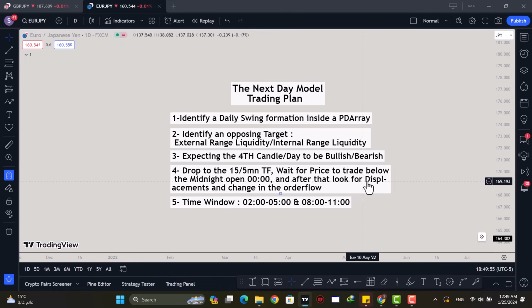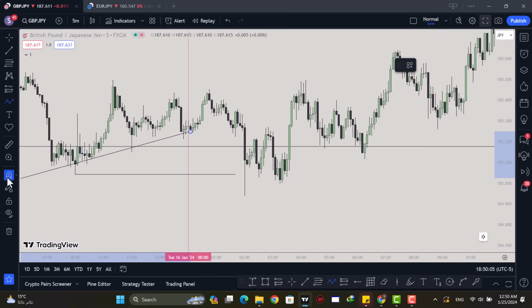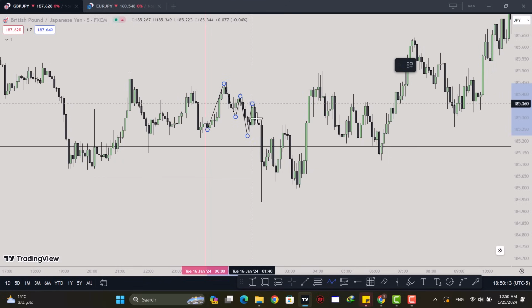And after that, look for displacements and change in the order flow. So basically the order flow here is bearish. Let me draw that for you. We have a bearish order flow, a series of lower highs. And now what do we have? Do you consider this as a valid displacement and a break of structure? This one right here. Do you think that this displacement is valid and you can take an entry from here?